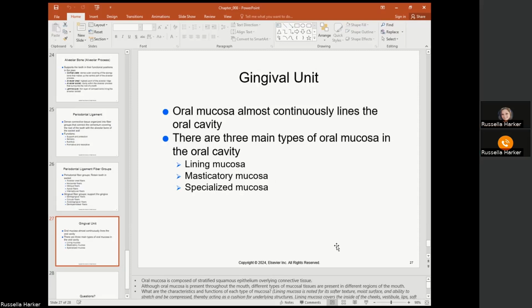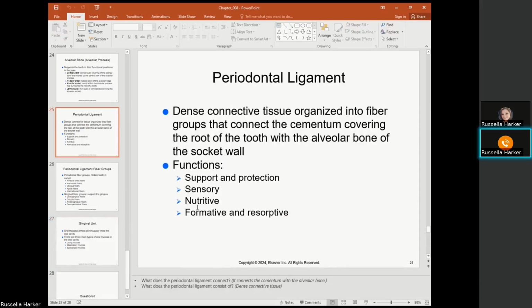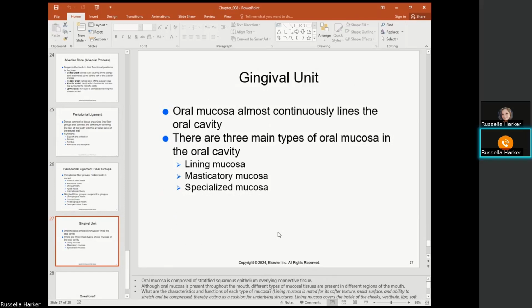And with the gingival unit, the oral mucosa almost continuously lines the oral cavity. There are three main types of oral mucosa in the oral cavity. There's lining mucosa, masticatory mucosa, and specialized mucosa. So be sure that you are studying each of these terms so that you understand the different types of mucosa and the different types of tissues that are involved in each tooth.